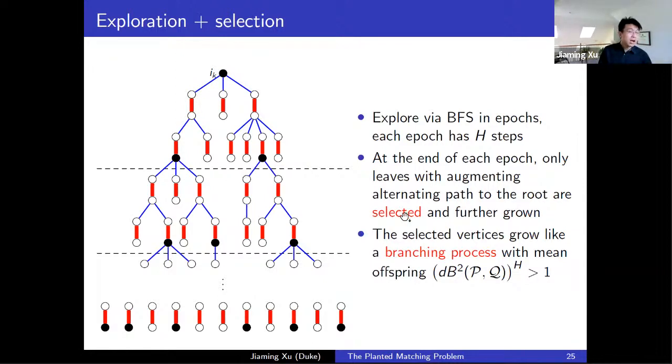Now you can imagine these selected vertices, the black nodes here, grow like a branching process with mean offspring given by this expression. The idea is that if you do these h steps, you will end up with roughly d to the power of h leaves. Each leaf is selected with a small probability governed by this Barachari coefficient. And remember, this factor is bigger than 1. So if you choose h to be large, this branching process is supercritical, and in the end we will have many selected leaves. Okay, that's basically what we do for the general distribution.